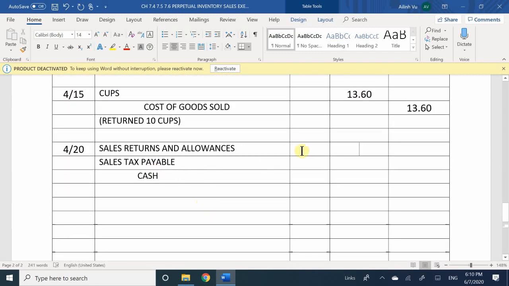So here, we're only going to give him his $18.75 back. We also need to multiply this by 8.25% to give us his $1.55. So I'm going to double check that again.